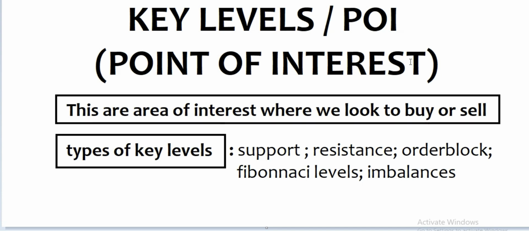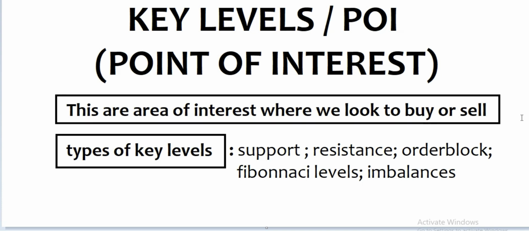All right. So what are key levels? What are POIs? What are points of interest? Very simple definition I've crafted for it actually. Point of interest, these are areas of interest where we look to buy or sell. I'll come again. Key levels and POIs are basically areas of interest where we look to buy or sell.